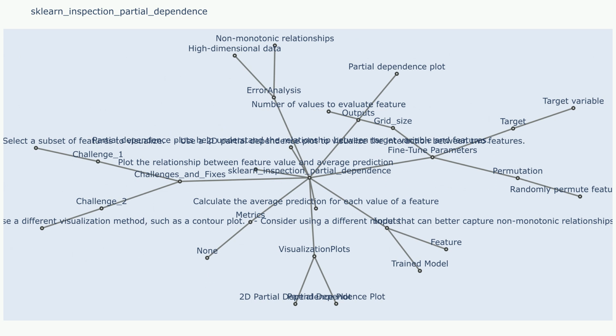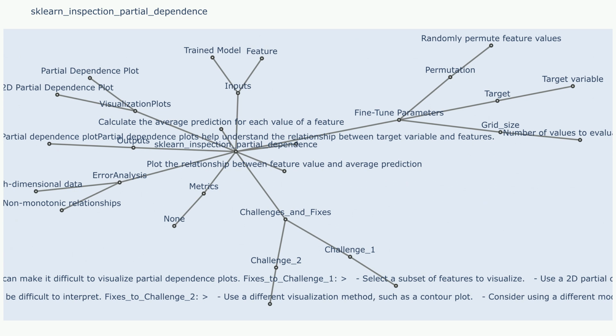Steps: feature selection: specify the feature you want to analyze. Grid creation: create a grid of values for the selected feature. Prediction: for each value in the grid, predict the target variable for each observation in the data, while keeping all other features constant. Average prediction: calculate the average predicted value for each feature value in the grid.